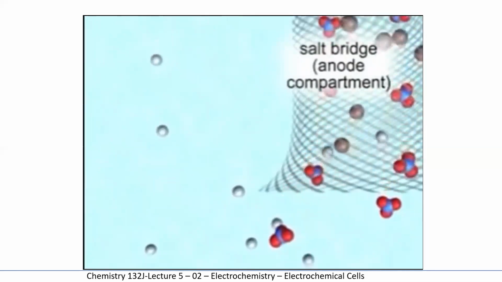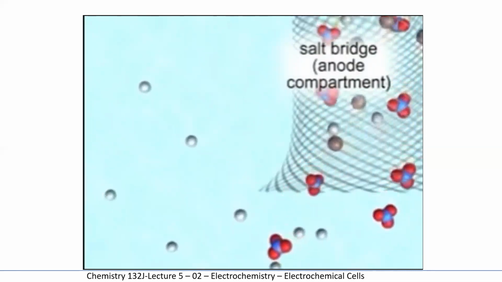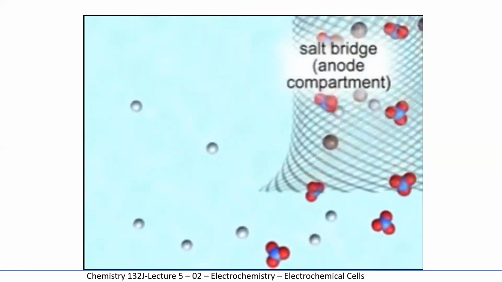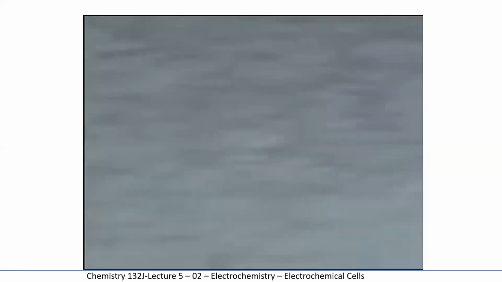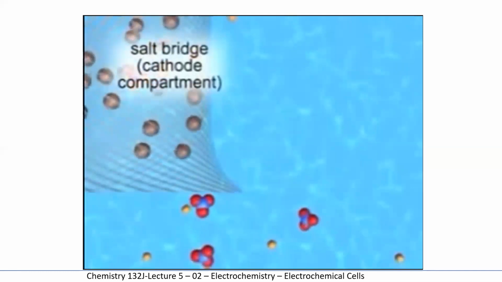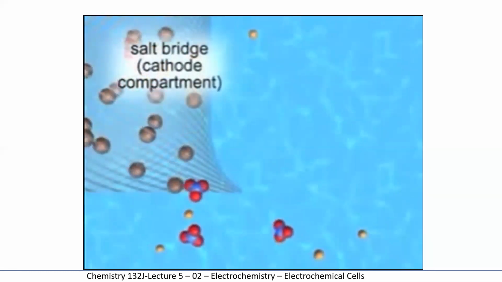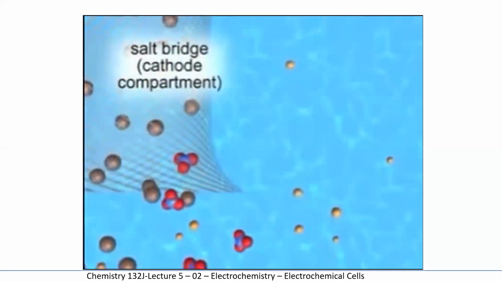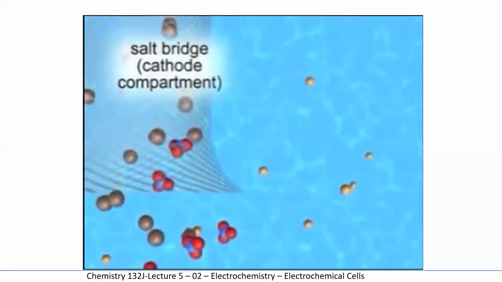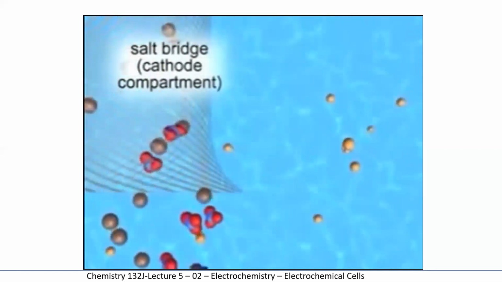In the anode compartment, nitrate ions leave the salt bridge to balance the gain of positive charge as zinc ions enter the solution. Some zinc ions also enter the salt bridge. In the cathode compartment, sodium ions leave the salt bridge and nitrate ions enter it to balance the loss of positive charge as copper 2 ions leave the solution and are reduced at the cathode.